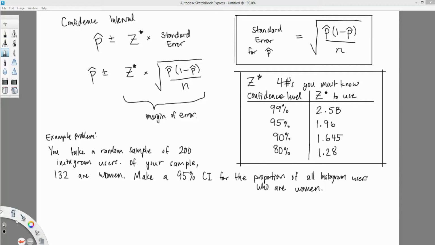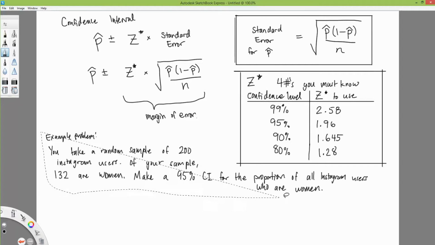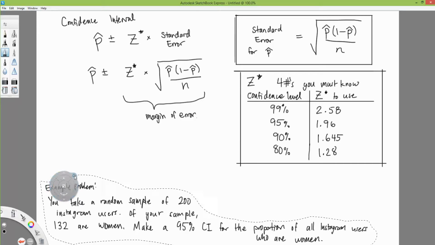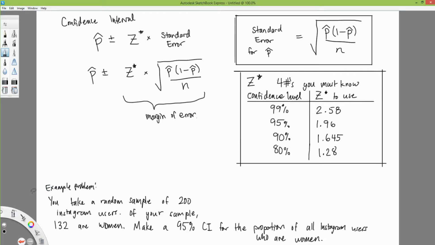All right, let me just move this out of the way. Lasso select. All right, and I want to move this down. Okay, and then let me just shrink this a tiny bit.